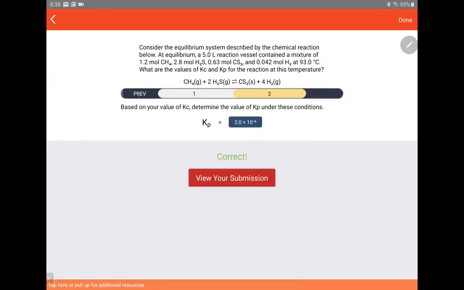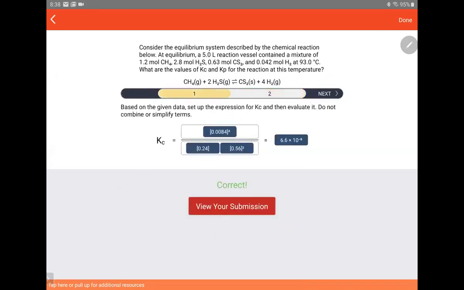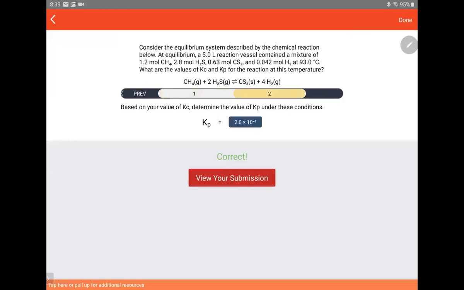Okay, so 2 parts. Putting our equilibrium expression together with the right numbers in there, which you have to divide moles by liters, putting our answer, and then answering our conversion to Kp.